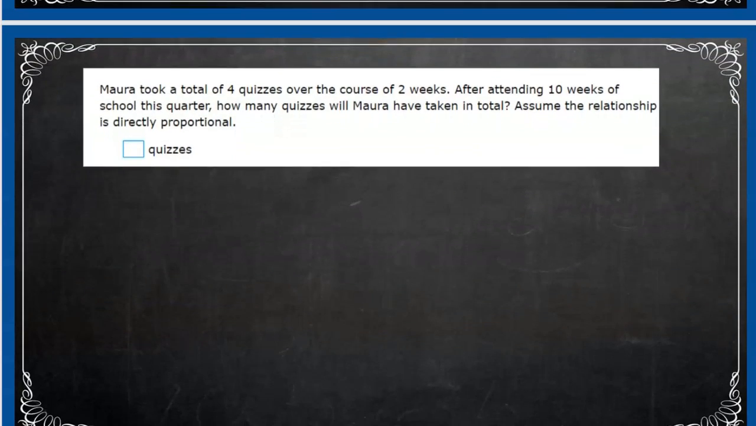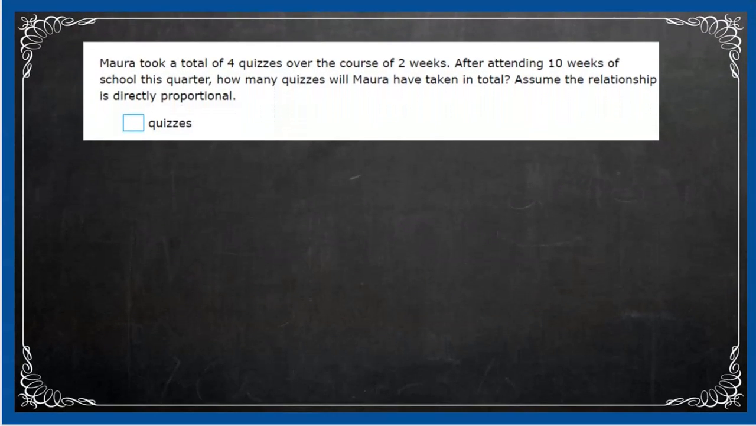All right, let's look and see. We've got a couple of word problems before we finish up. Okay, so let's look at this one. And the biggest thing about word problems is you want to make sure you set it up correctly. Setting it up is like most of the battle, not even half the battle, but most of it. So Mara took a total of 4 quizzes over the course of 2 weeks.